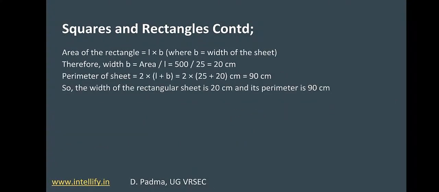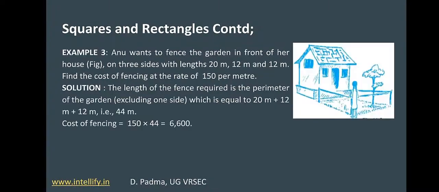So here we know the area of the rectangle is L into B. So let B be the width, and therefore here we know the area. So we have to find B equal to area by L equal to 500 by 25. So here the width is 20 centimeters. Now the perimeter of the sheet. The perimeter of a rectangle is 2 into L plus B. So here 2 into 25 plus 20 equal to 90 centimeters. So the width of the rectangular sheet is 20 centimeters and its perimeter is 90 centimeters.